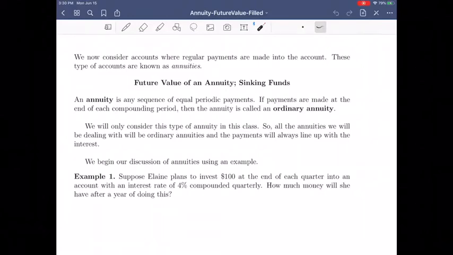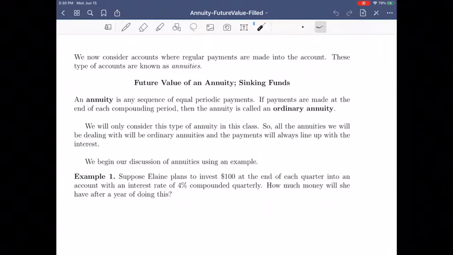In this video, we're going to talk about a different type of account, where we make regular payments into it. These are called annuities. So it's not just one lump sum payment at the beginning. We're going to make regular payments throughout the course of the term. So an annuity is a sequence of equal periodic payments.